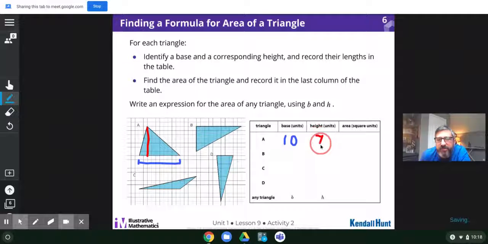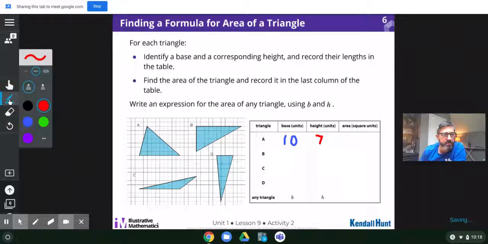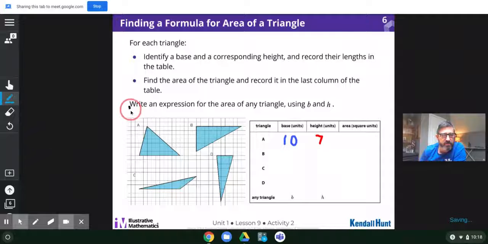So do you remember how we find the area of a parallelogram? Remember that nice and... base times height. Right, that's exactly right, Linus. Thank you.